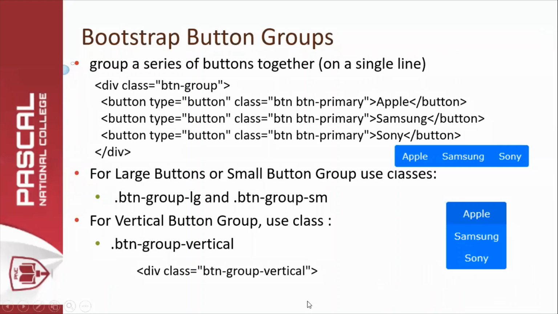Next one, if you want to group buttons, let's say if you want to create a horizontal menu structure, this will be the best thing you can do. For this, you need to call the class like this: div class equals btn-group. Similarly, the rest of the things are the same.